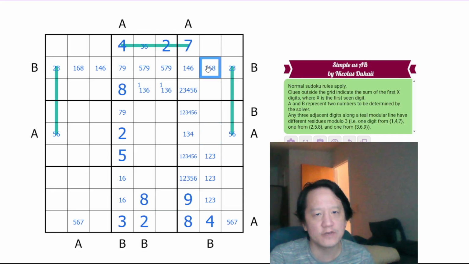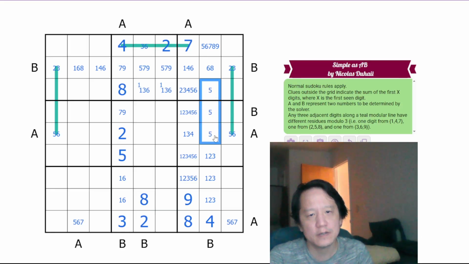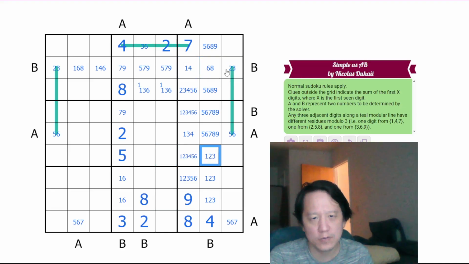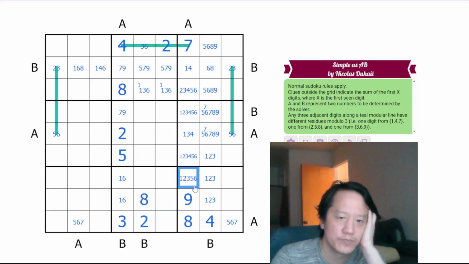Remaining digits of column 8 are 5 through 9. And this can't be 7 because of 7 in the box. So if this is 3, this is 6, which makes that 1. If this is 2, that's 8, which makes that 4. So 7 has to be one of these 2.